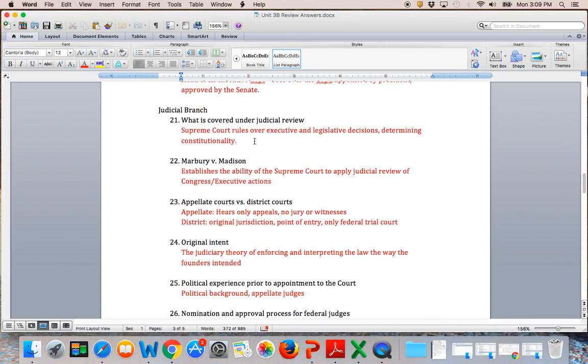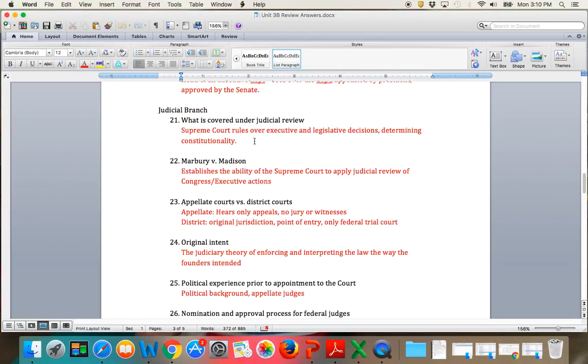Moving on to the judicial branch. What is covered under judicial review? The Supreme Court rules over any executive decisions and any legislative decisions, like bills that are trying to be passed, and they determine if they are constitutional. If they violate the Constitution, they declare them unconstitutional under judicial review.